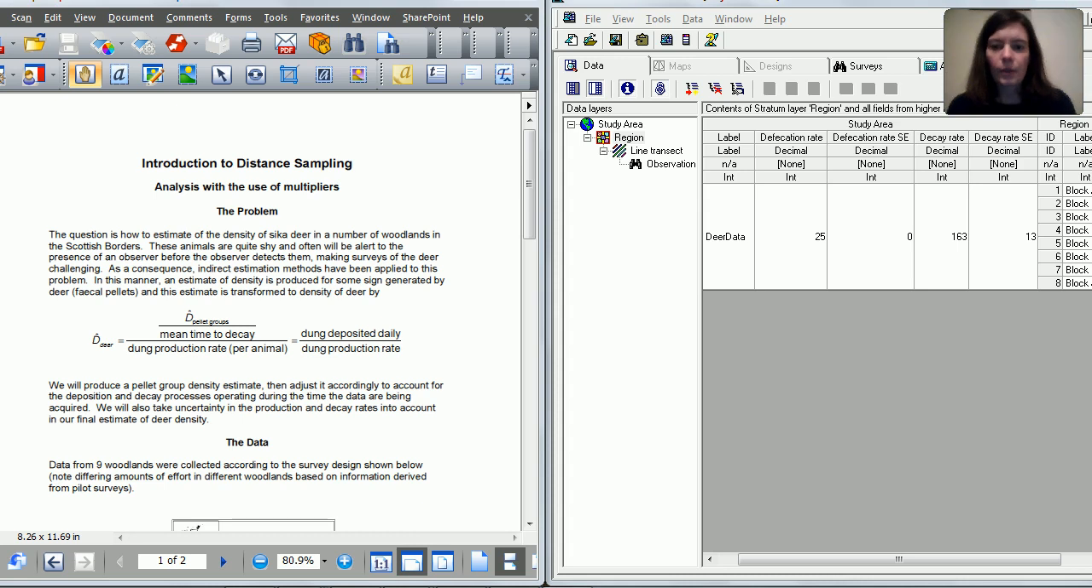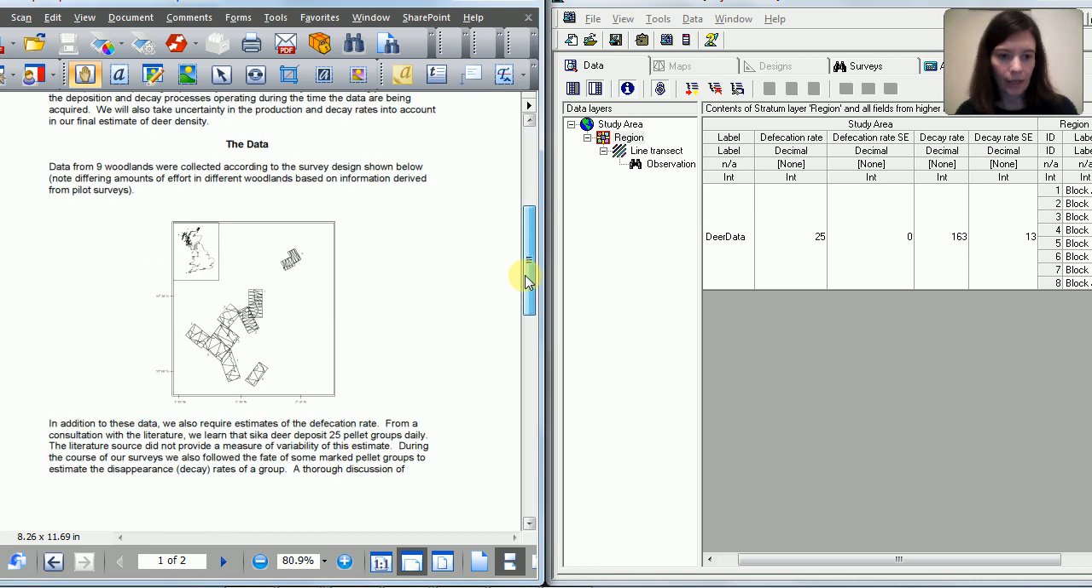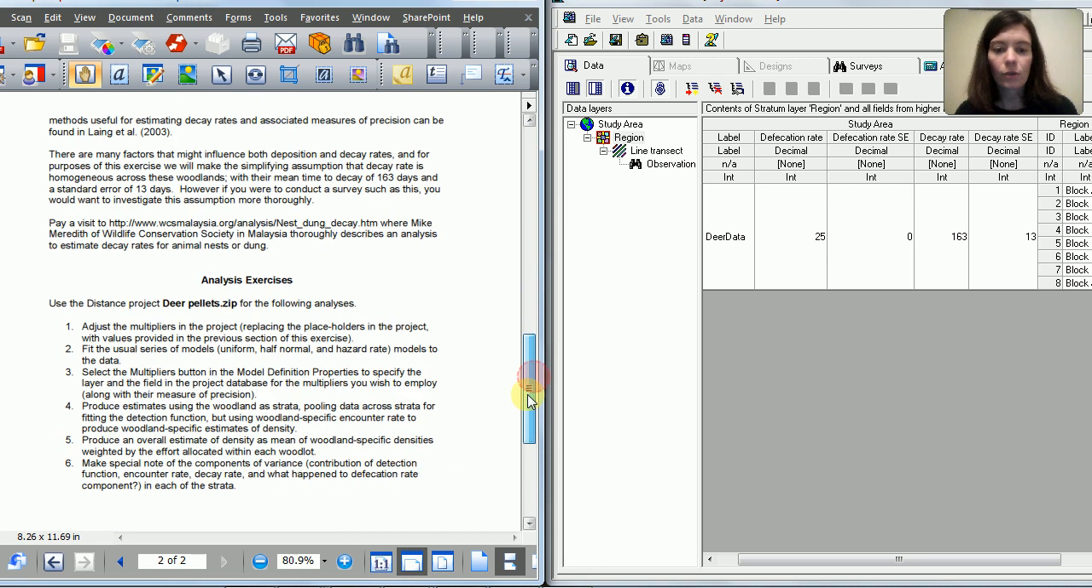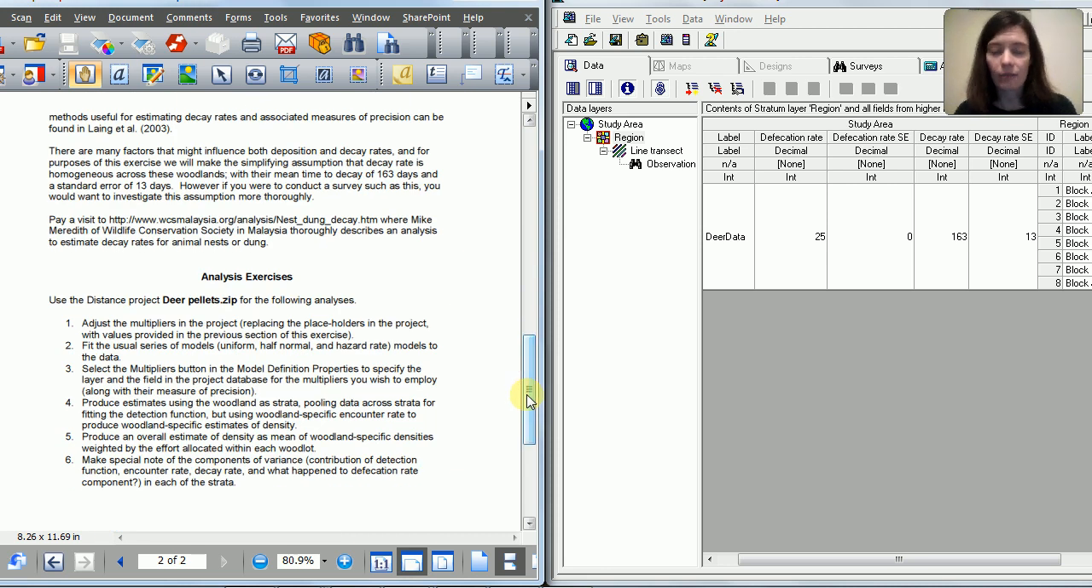Hi everyone, so these are the solutions to the multipliers exercise. I've got the solutions project to the deer pellet exercise open in Distance, and the first thing I wanted to show you is, if we look at the instructions from the project, you were asked to first of all adjust the multipliers to match the information that you were given in the instructions.